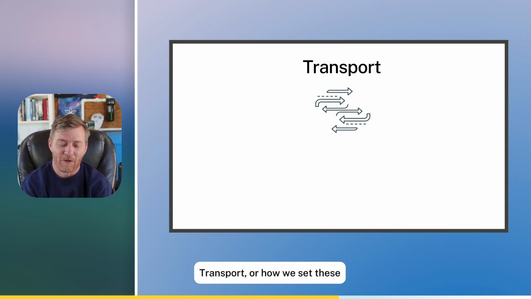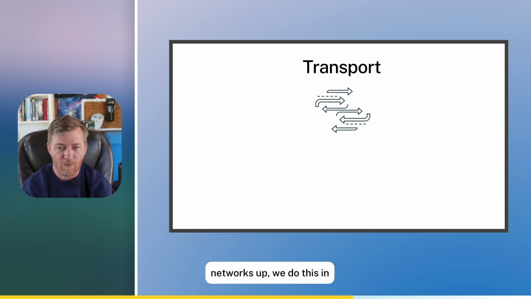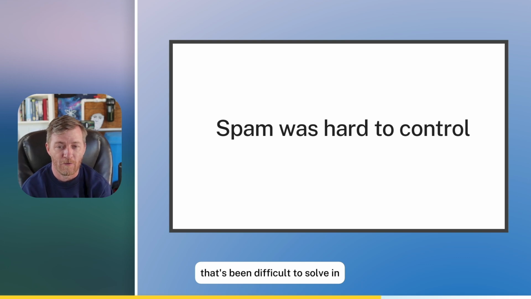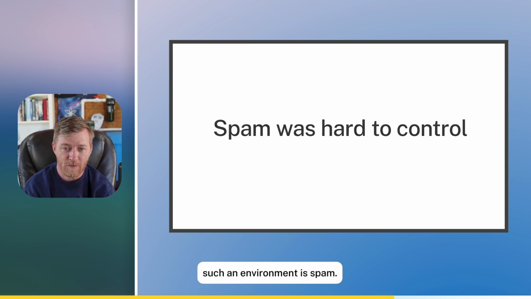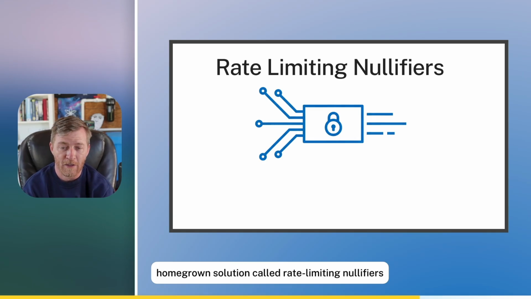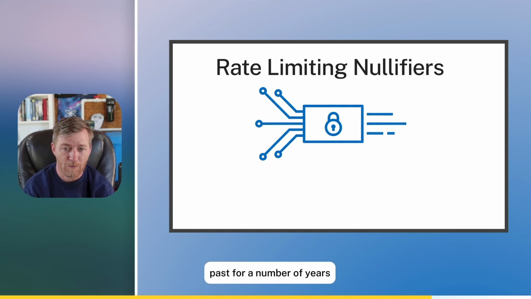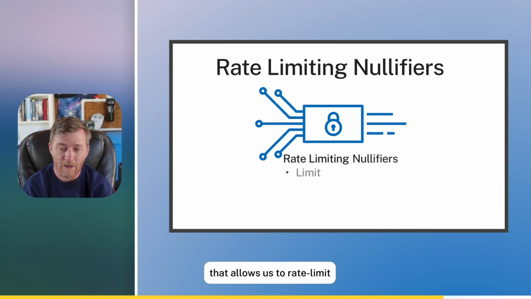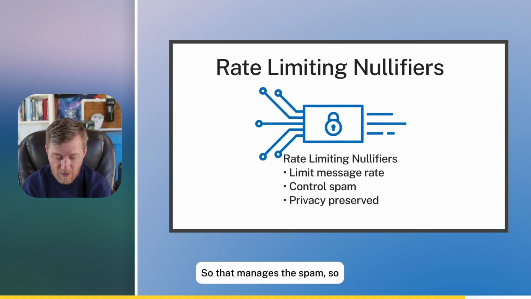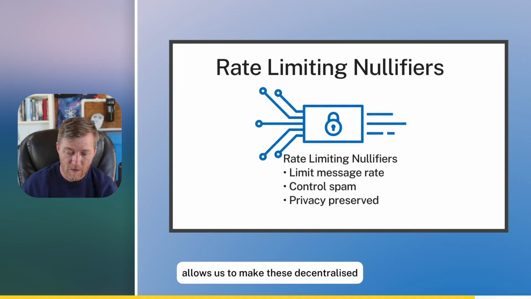In transport, or how we set these networks up, we do this in a privacy-preserving manner. One of the key hallmarks that's been difficult to solve in such an environment is spam. For that, we have a homegrown solution called rate limiting nullifiers that we've worked on for a number of years, which allows us to rate limit any individual user in a privacy preserving way. So that manages the spam. It allows us to make these decentralized private networks for communication.